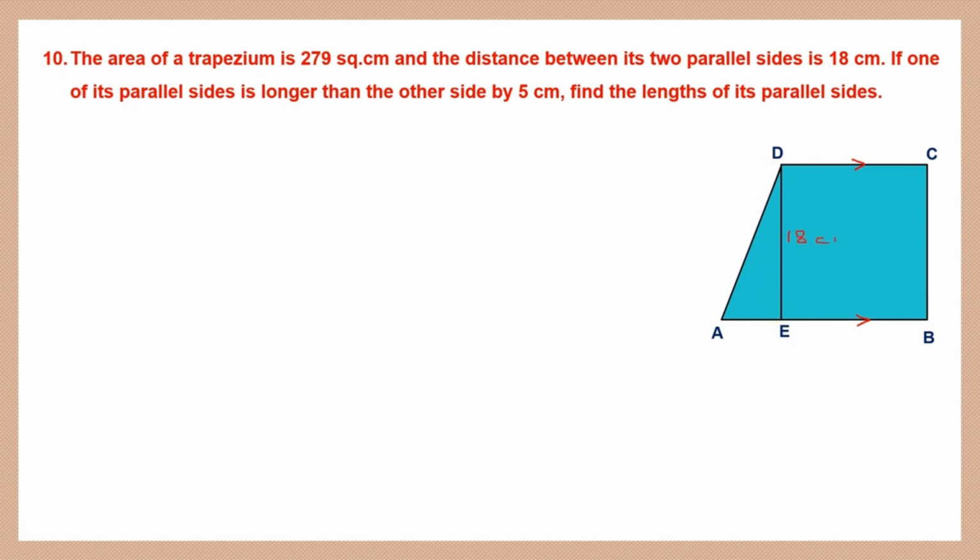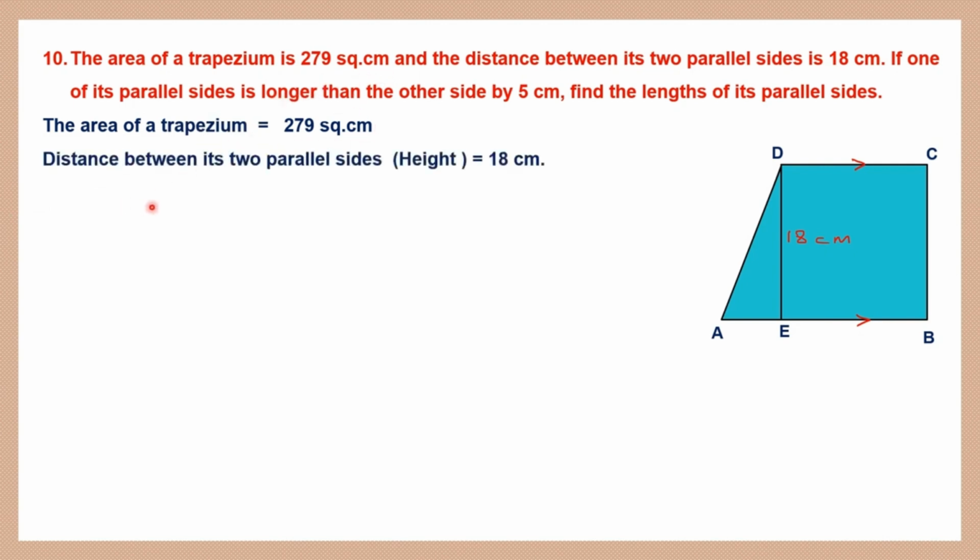So we can write that, 18 centimeters. If one of its parallel sides is longer than the other by 5 centimeters. So one we know is longer, the other is shorter. If this is longer than this one by 5 centimeters, we have to find the length of CD and AB. So let's do that. So let's begin by saying the area of the trapezium is 279 square centimeters, which is given to us already. The distance between the two parallel sides, the distance or the height, is 18 centimeters. Now here, let the shorter side be x. Okay, so this is x, that is CD is x.